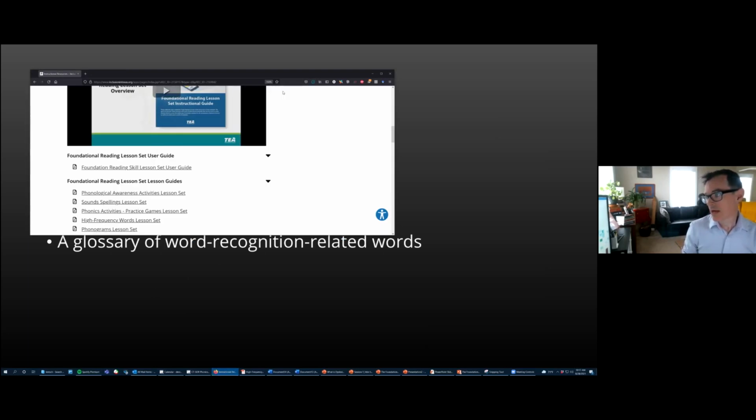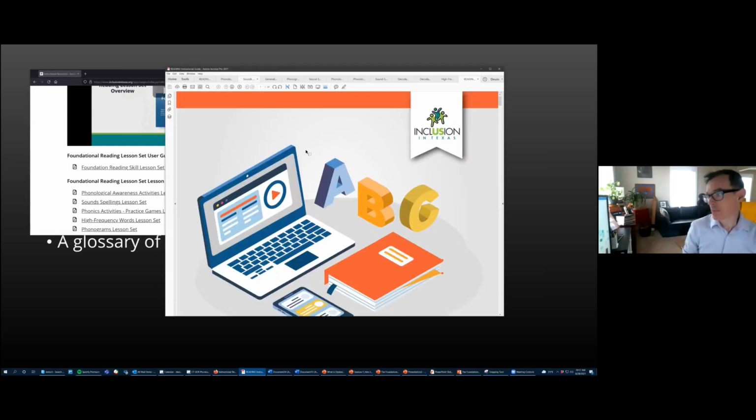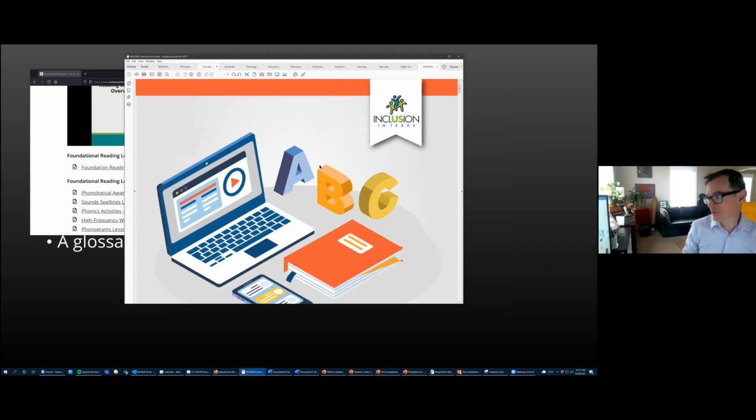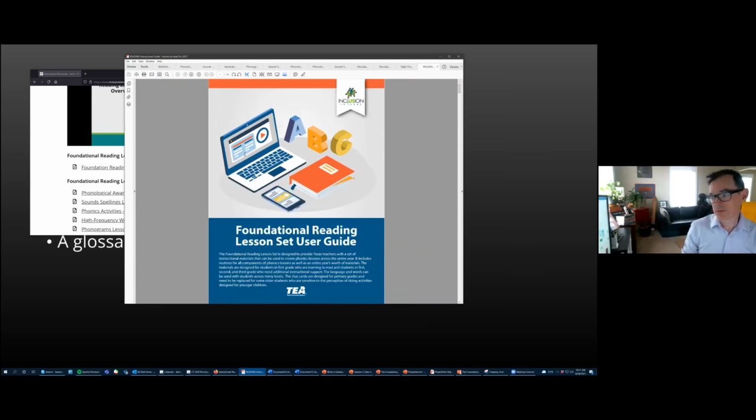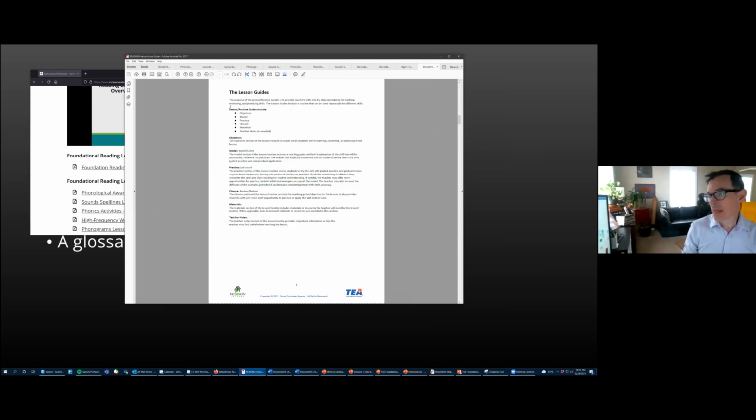So, okay, so here is the... let's see, sometimes my computer doesn't like to do this. Okay, so here's the user guide. And if you just flip through it, you have here a summary of what's in this. It's similar to what I said is here. There is information about how the lesson guides work.